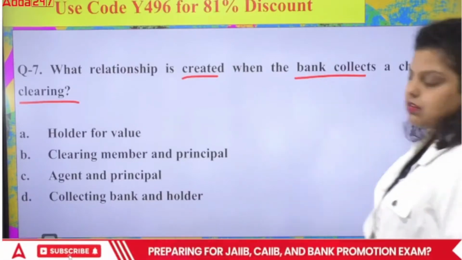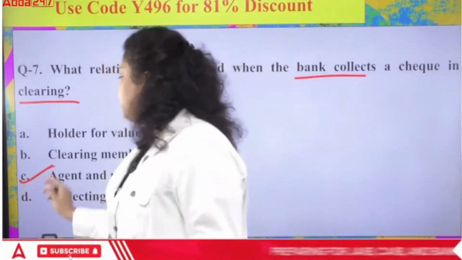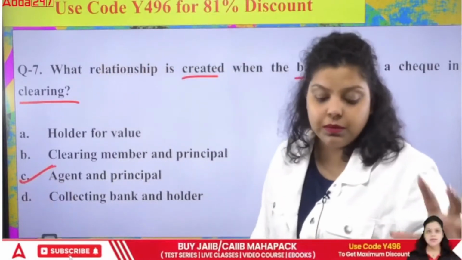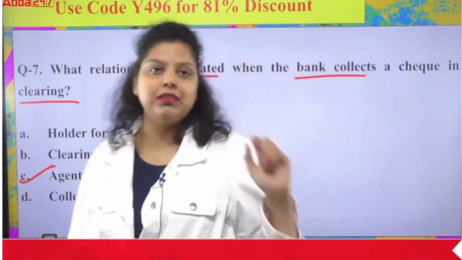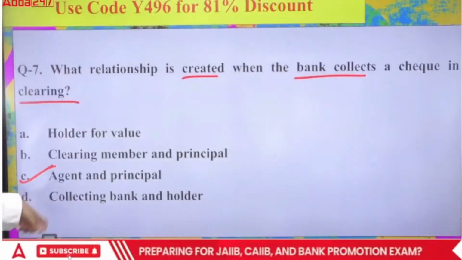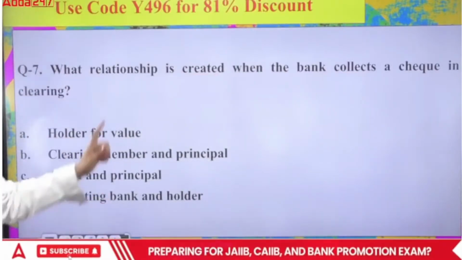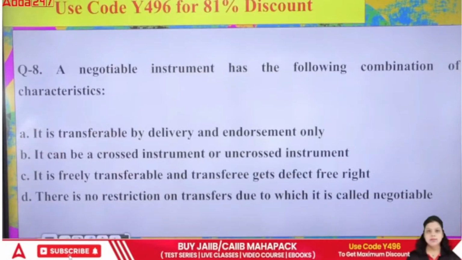So the right answer will be agent and principal. The bank will be the agent, and the customer will be the principal, because the bank is performing this activity on behalf of the customer. So the right answer is that an agent and principal relationship will be there between the bank and the customer. Now, next question.